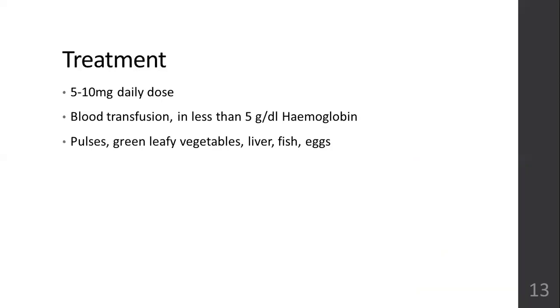So treatment: 5 to 10 mg of folic acid is prescribed. And if the hemoglobin is very low, if it is less than 5 gram per deciliter, that low, in that situation blood transfusion is prescribed. Eat more pulses, green leafy vegetables. If you're non-vegetarian, eat more liver, organ meat, fish, and eggs.